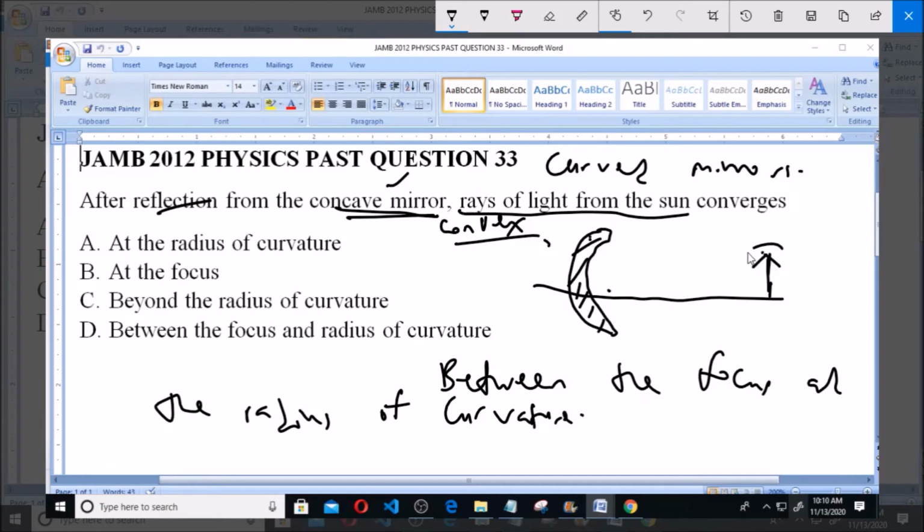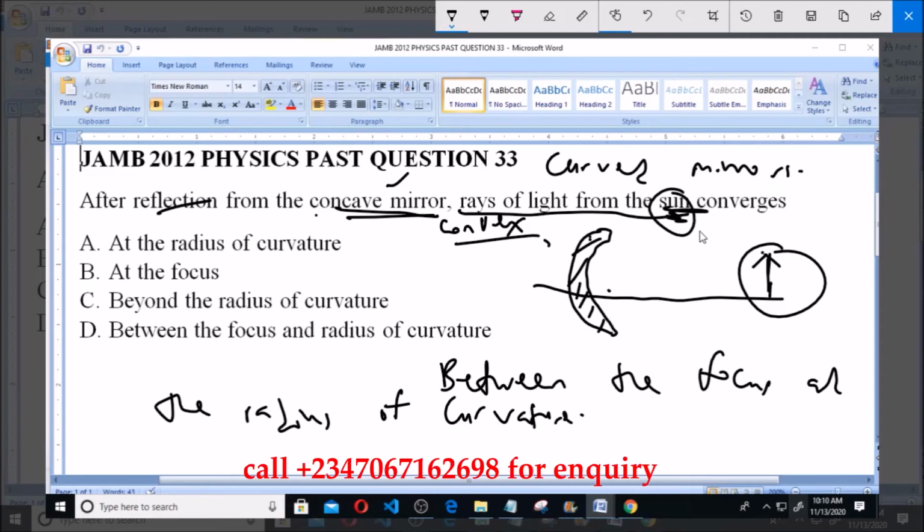So because of the position of the sun, remember what we are looking at is light from the sun. So the sun in this case is taken as the object, and of course whatever mirror you may be holding, the sun is definitely very far away from that mirror. So that's why we consider the object to be at that distance, and then the image is formed between the focus and the radius of curvature.